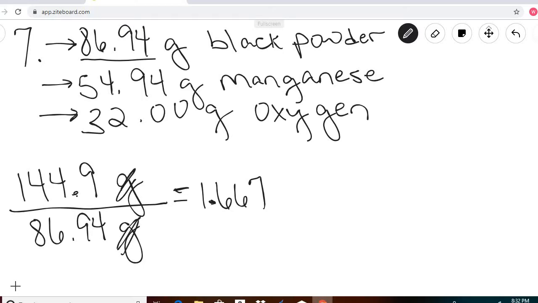So to make 144.9 grams of the black powder, we would multiply the amount of manganese times 1.667. So 54.94 times 1.667 will give us 91.58 grams of manganese.